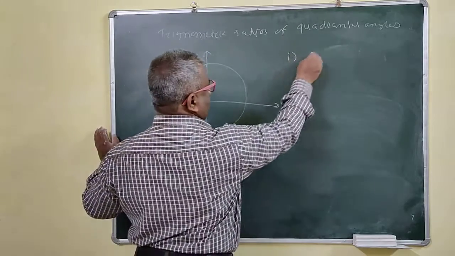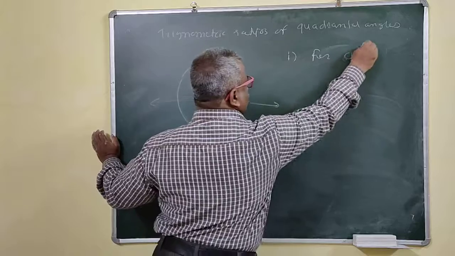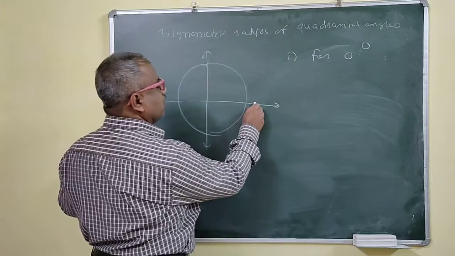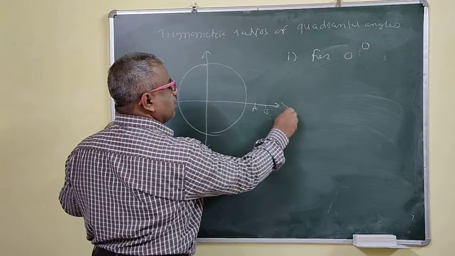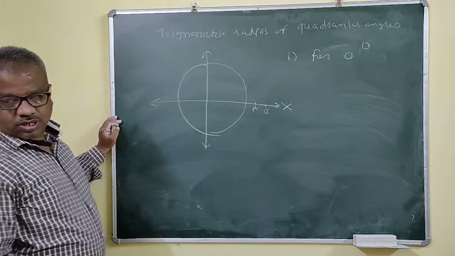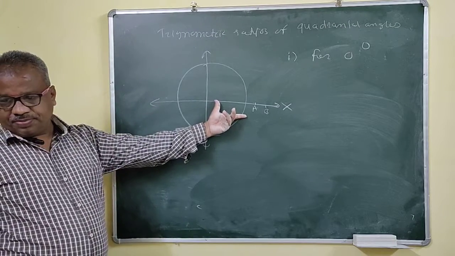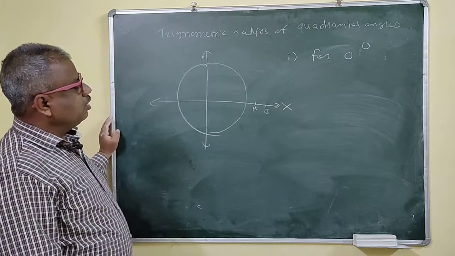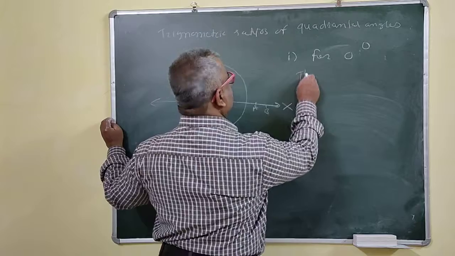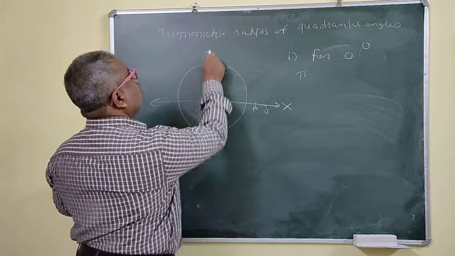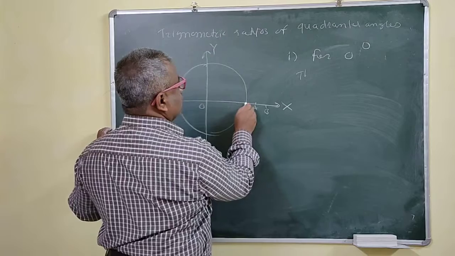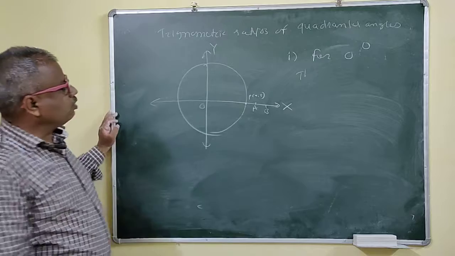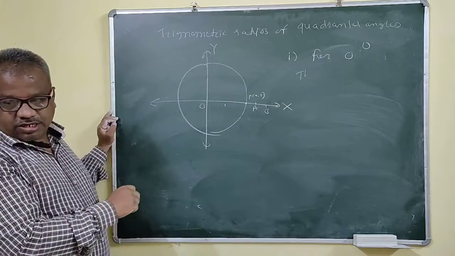Now suppose, first for 0 degree. This is your A, this is your B, your X. 0 degree means its terminal arm and initial arm are the same, so it is 0 degree. Now the terminal arm, this is your O, this is the Y axis, so this is your P(x, y). Your radius is 1.